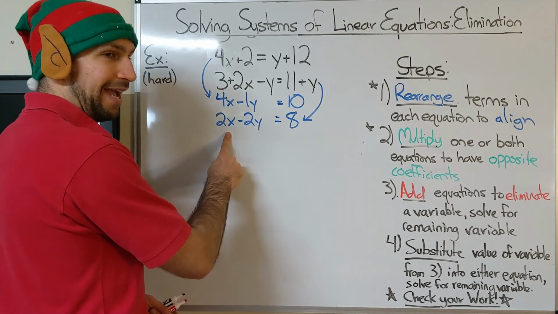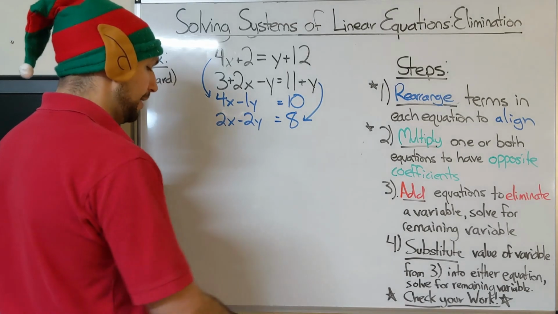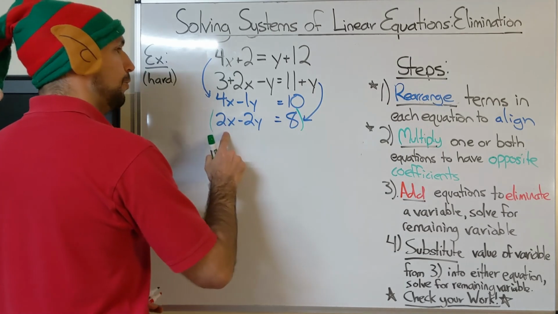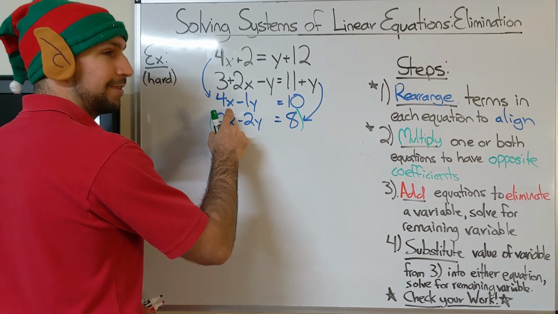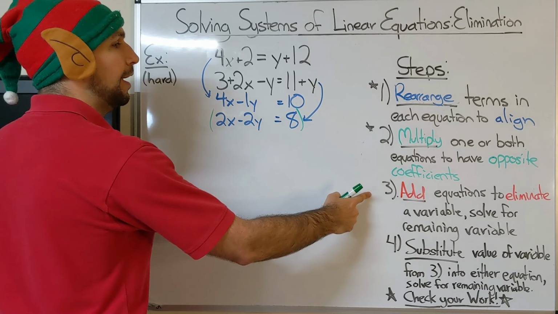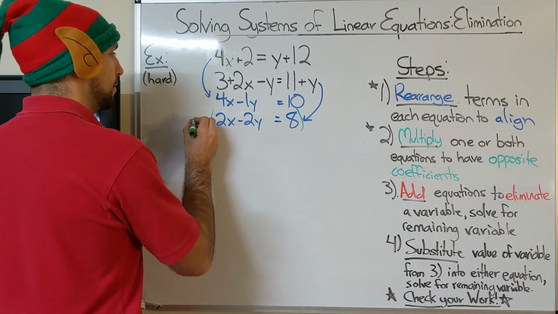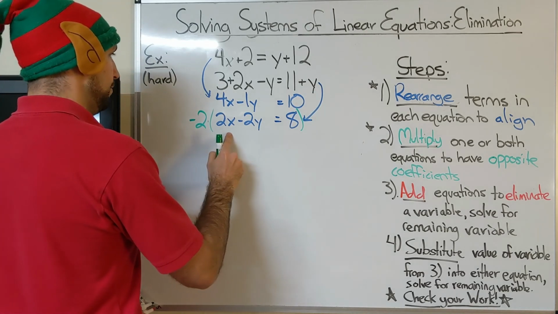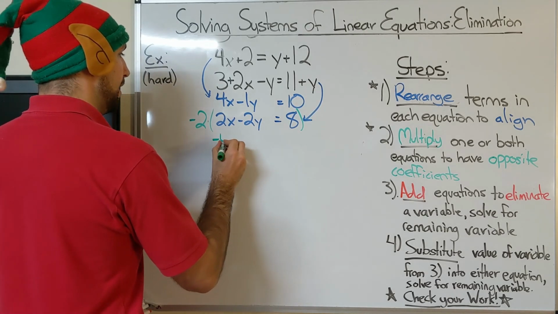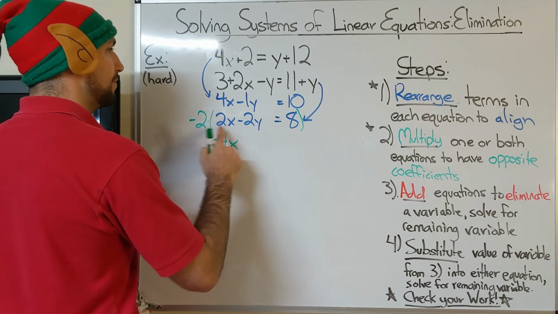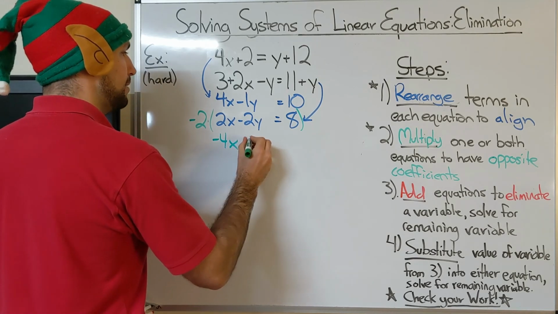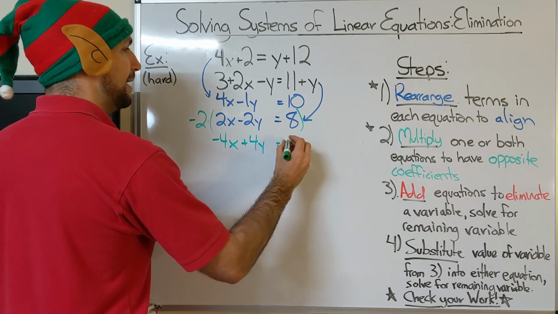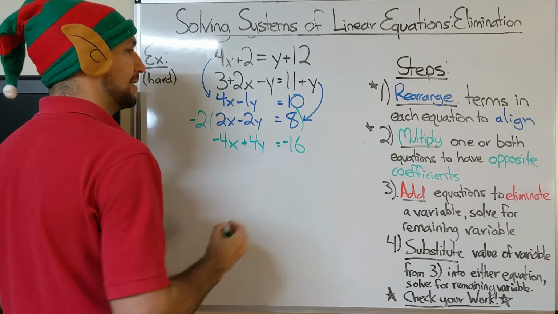I'd like to work with my x's here, just as it's the first number I see, and I know that if I multiply 2x by negative 2, I'll end up with negative 4x, and I'll be able to add and eliminate. So let's multiply everything by negative 2. Negative 2 times 2x will be negative 4x. Negative 2 times negative 2y will be positive 4y. And negative 2 times 8 will be negative 16.